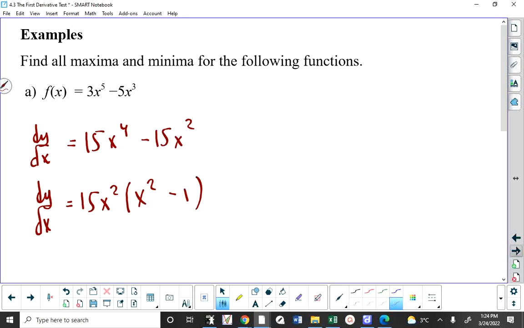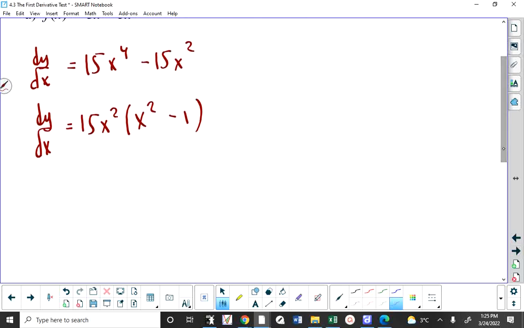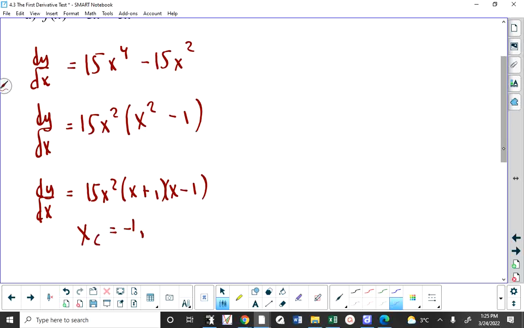I can factor out 15x squared and be left with x squared minus 1. The x squared minus 1 is a difference of squares. So my critical values of x are -1, 0, and 1. And everybody, I've just chosen to put them in numerical order.